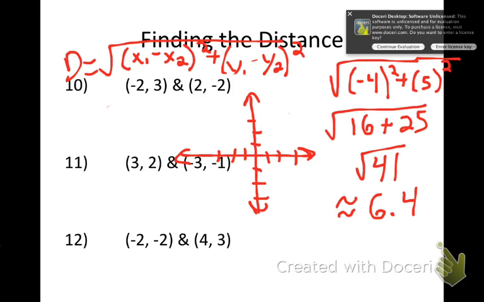Did you draw that all by yourself? Looks good. So negative 2, 3. I plot negative 2, 3. It's about right there. 2, negative 2. 2, negative 2 is about right there.